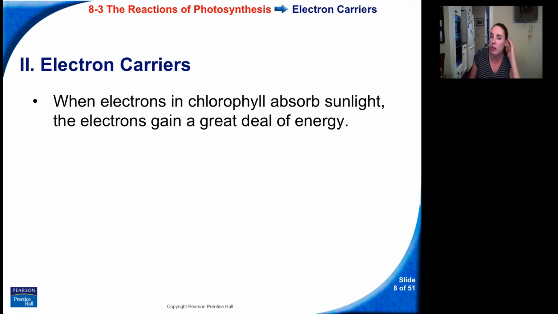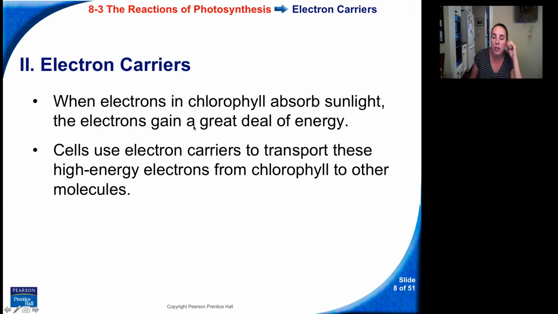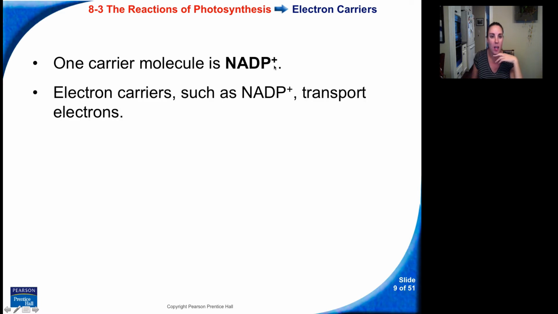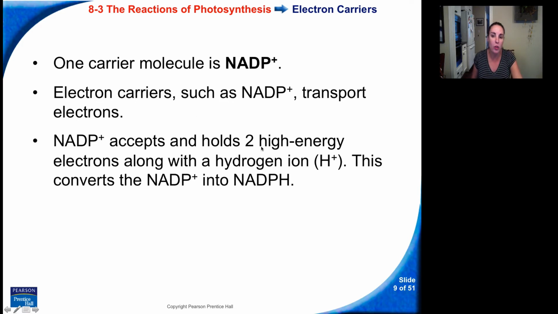So we need electron carriers because these electron carriers are going to capture this light energy. So when electrons in chlorophyll absorb the sunlight, the electrons gain a great deal of energy. Cells use electron carriers to transport these high-energy electrons from chlorophyll to other molecules. So one carrier molecule is called NADP+. Electron carriers such as NADP+ transport electrons. It accepts and holds two high-energy electrons along with a hydrogen ion. This converts the NADP+ into NADPH. So when you see NADPH, that means it is holding two high-energy electrons with hydrogen. If you see the NADP+, it means it is not carrying electrons.